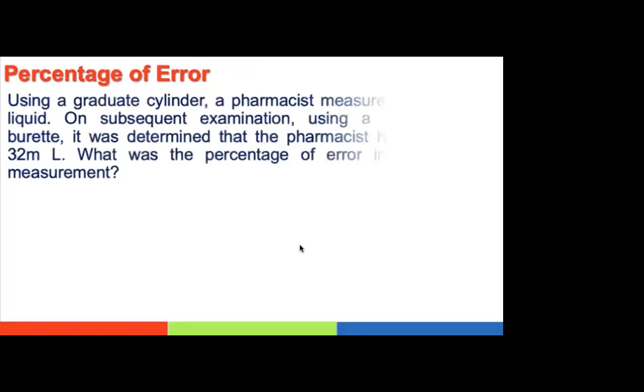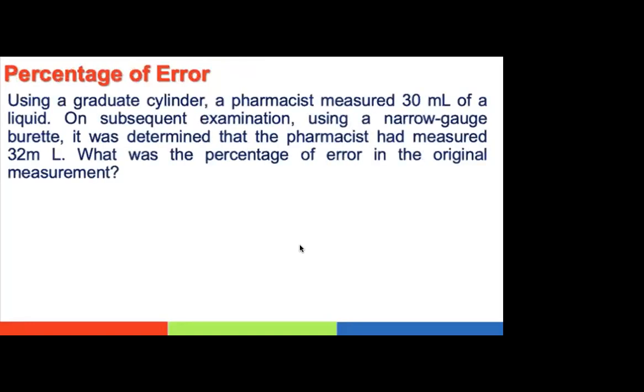Usually, you compute how big your mistake is, or what the percentage of error is in measuring weight. So for example, using a graduated cylinder, it's not only weight where you can make a mistake, but also measurement of volume. In this example, a pharmacist measured 30 ml of a liquid. On subsequent examination using a narrow gauge burette, it was determined that the pharmacist had measured 32 ml. What was the percent error in the measurement?